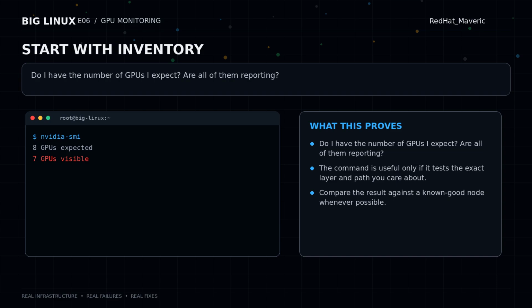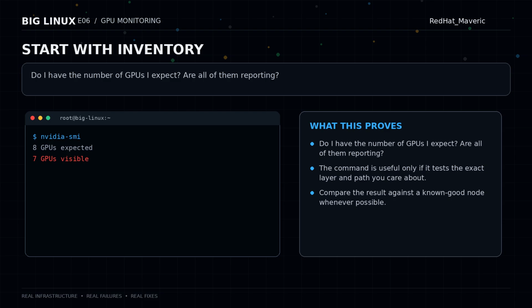The first thing I want from a GPU dashboard is inventory. Do I have the number of GPUs I expect? Are all of them reporting? What driver version is installed? What server am I looking at? That sounds boring until one GPU disappears and your dashboard still looks pretty because the other 7 are fine.